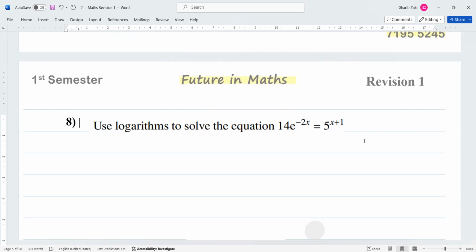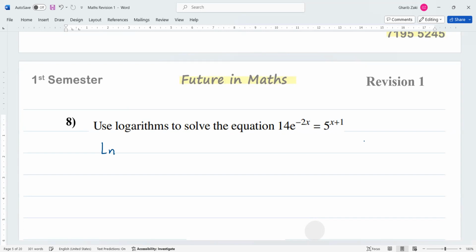Okay? Now, we said using log. Actually, we use log or ln. Both are correct, but ln is easier, especially if the base is not 10. Now we take ln both sides. ln means log to the base e. So take ln both sides.